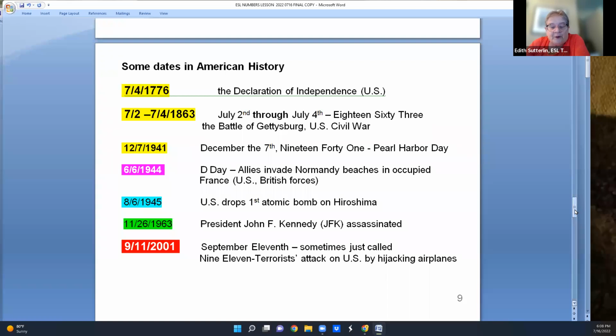One that many people remember today is September the 11th, 2001. September the 11th, 2001. Some people just call that 9/11. Now, if you're dialing the emergency phone number, you don't call it 9/11, you call 911. 911 for the emergency phone number. But when you're talking about the date, you say September the 11th.